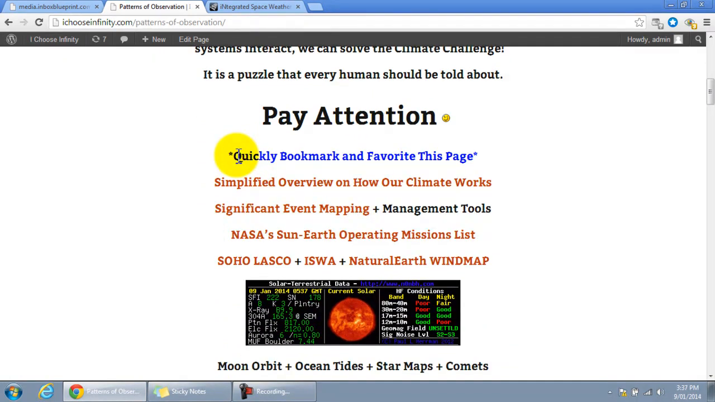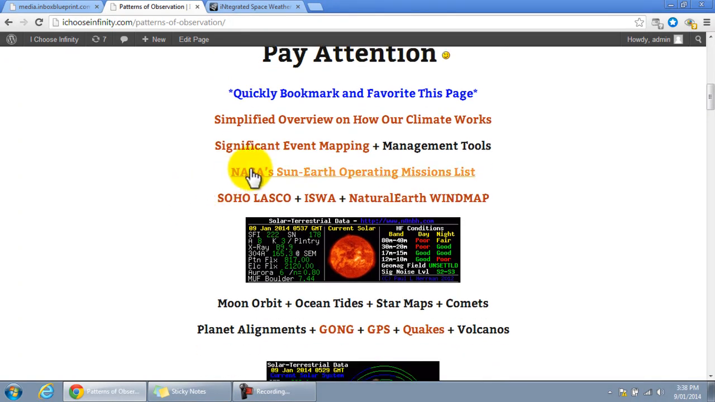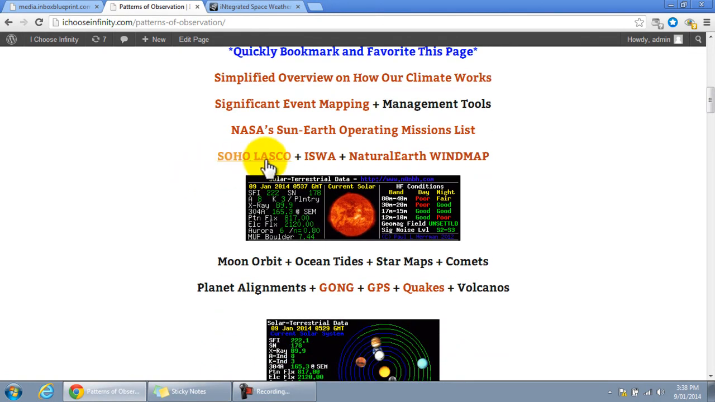So bookmark this page. I'm just going to scroll down and read everything, and then in the next video I'll go into each page. So we get a simplified overview of how the climate works on Earth. Not much to do with the Sun and the galaxy. This is an event mapping tool. This is a list of NASA's Earth operating missions. This is NASA, SOHO, ISWA. They're looking at the Sun and the Earth connections, and then that's the upper stratosphere wind map.